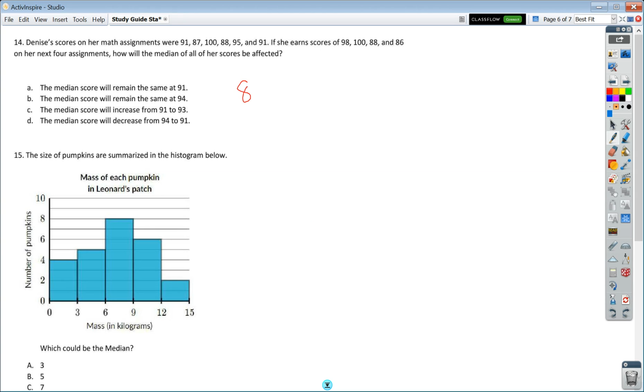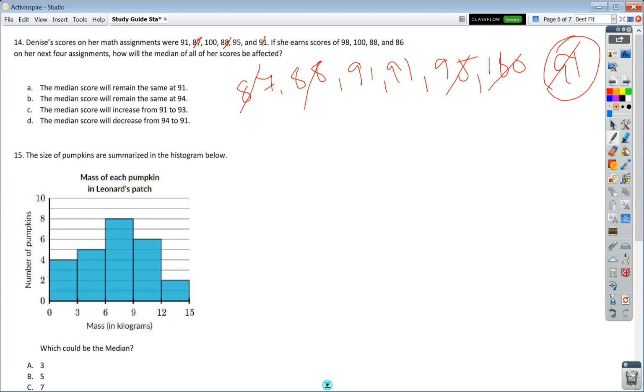So I've got 88, 87, 88, 91, 91, 95, 100. So the median here is 1, 1, 1, 2, 2. So it's 91. Is my median. So what I'm going to do next is add the other ones in.